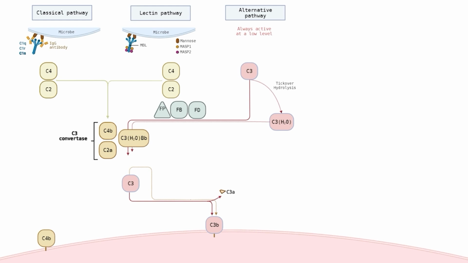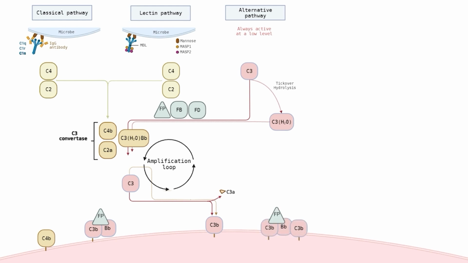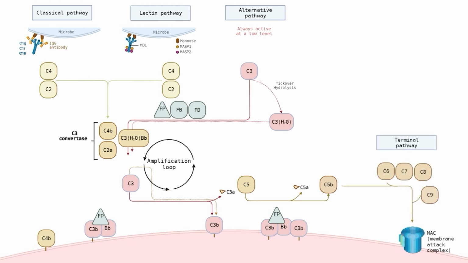C3b also binds to factor B on cell surfaces, which is then cleaved by factor D to generate another alternative pathway C3 convertase, initiating the amplification loop. This complex is stabilized by factor P. Binding and cleavage of an additional C3 to C3 convertase forms the alternative pathway C5 convertase, which cleaves C5 to C5a and C5b. Factor P stabilizes this complex as well. The assembly of C5b with terminal components C6 through C9 forms the MAC on the membrane.